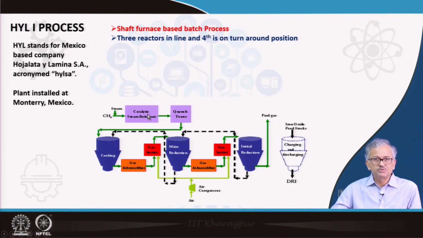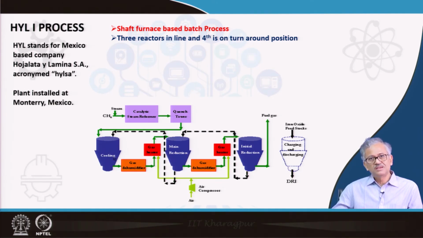The major reducing gas here also comes from steam reforming, CH4 with steam, using a catalyst. In steam reforming the major catalyst is nickel. So a catalytic steam reformer is there, and after you reform the gas, a quench tower is there, basically to take the moisture out to make it dry. After that, this gas goes to one of the shaft reactors, where the DRI is completely produced. So here the DRI production is finished.